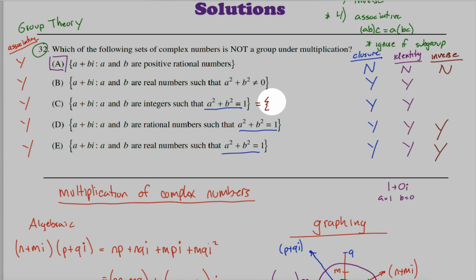Either a is 1 and b is 0, in which case we're talking about the element 1, or a is 0 and b is 1, in which case we're talking about the element i, or a is negative 1 and b is 0, in which case we're talking about the element negative 1, or a is 0 and b is negative 1, in which case we're talking about the element negative i. Hopefully I said those all right.